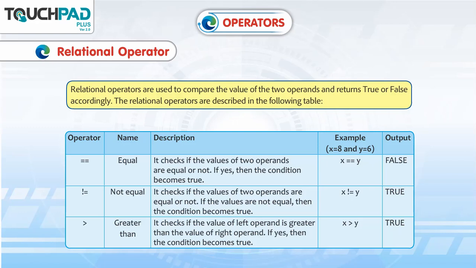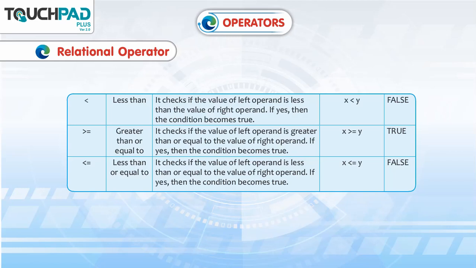Not equal: it checks if the values of two operands are equal or not. If the values are not equal, then the condition becomes true. x != y is True. Greater than: it checks if the value of left operand is greater than the value of right operand. If yes, then the condition becomes true. x > y is True. Less than: it checks if the value of left operand is less than the value of right operand. If yes, then the condition becomes true. x < y is False.